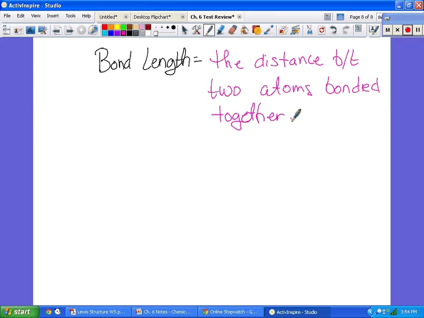Okay. Bond length: the distance between two atoms bonded together. I didn't understand what you mean by how we apply it. Yeah, just know what the bond length means. That was measured in... Yeah, that's a good point. Let's talk about that.